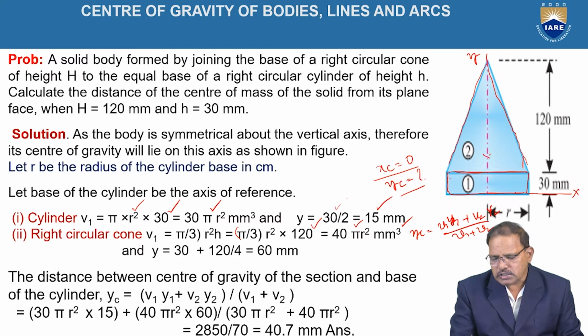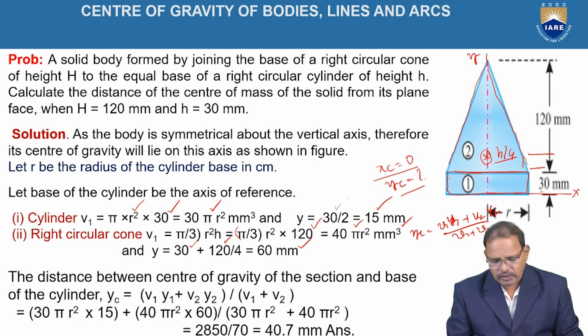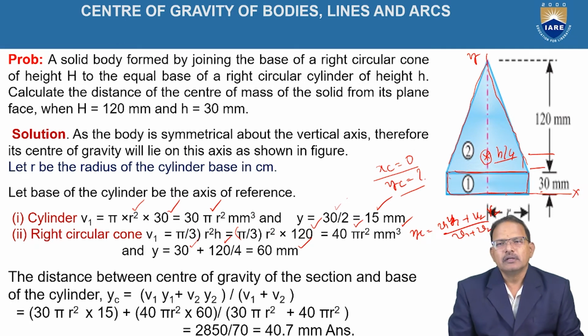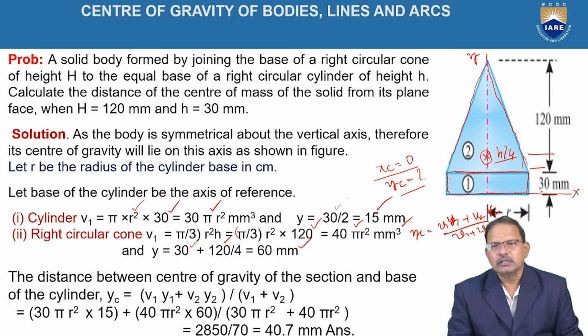And y2 lies at a distance of h by 4 from its base only. That means 30 plus 120 by 4, which is equal to 60 mm. This is the distance of the center of gravity of the section from the base of the cylinder, which is taken as the reference axis, that is the x-axis. So yc is equal to v1 y1 plus v2 y2 divided by v1 plus v2. So v1 is equal to 30 pi r square and y1 is equal to 15, plus 40 pi r square into 60, divided by 30 pi r square plus 40 pi r square.